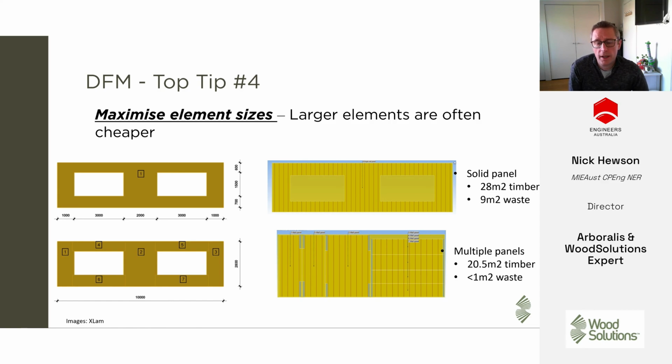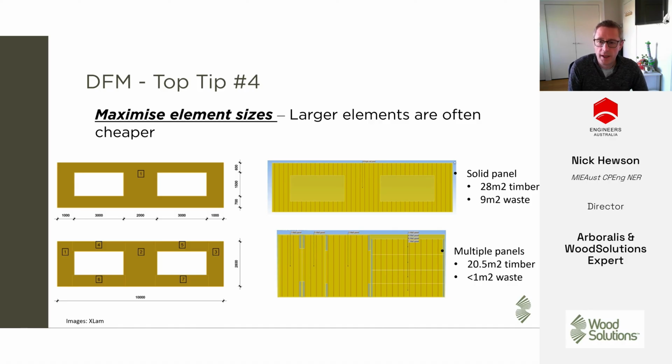Tip number 4, maximizing element sizes. Larger elements are often cheaper, particularly looking at something like CLT, but it applies to glulam and lightweight frame prefab too. This was an example I ran of a wall for a project where there were large window openings, and was it going to be cheaper to build it out of 7 separate panels, or was it easier to make the larger panel and cut the windows out?